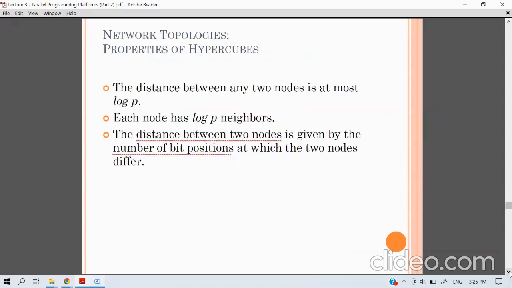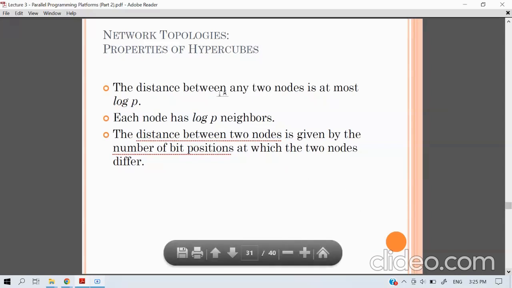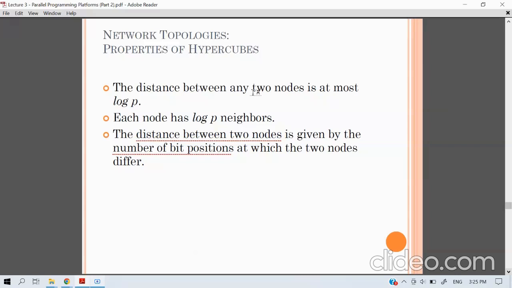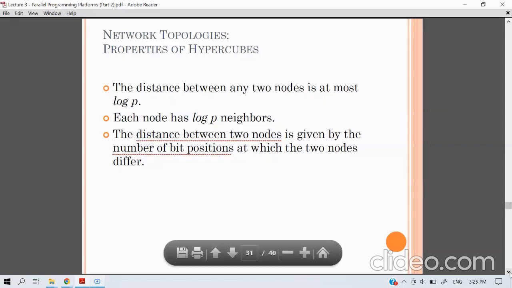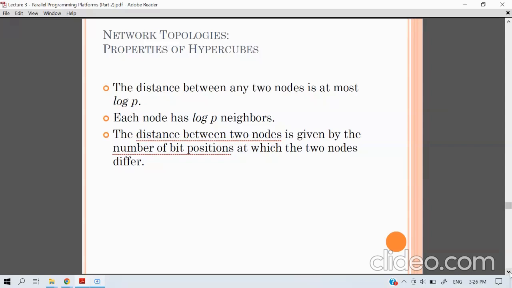Let's look at the properties of the hypercube. If there is a node and we want to know the distance, we need to calculate log P. Each node has log P neighbors, and the distance between two nodes is given by the number of bit positions at which the two nodes differ. So then we know the distance between the two nodes inside the hypercube.